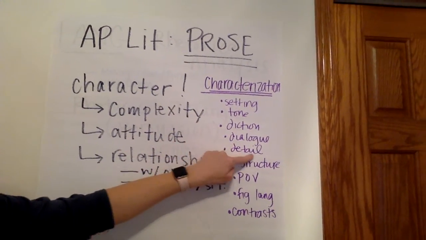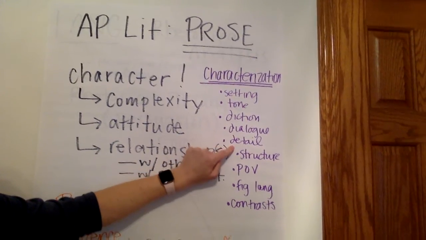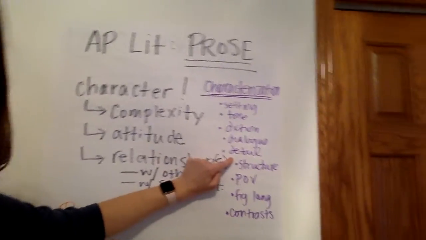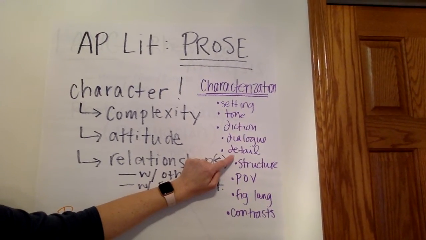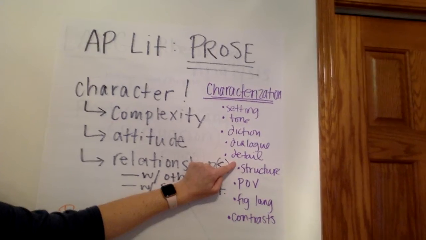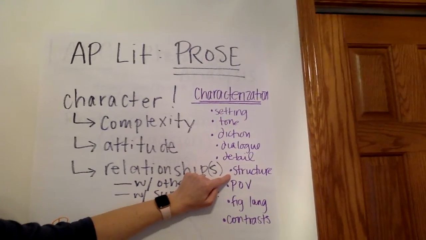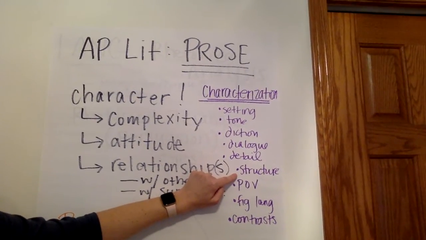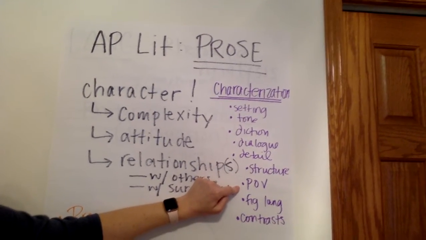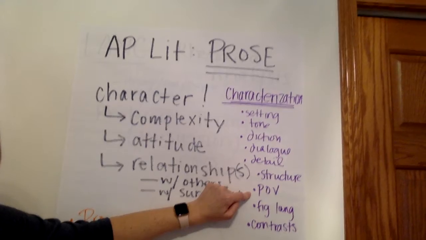You've also got selection of detail, and this is something we didn't talk a lot about this year, but the specific details that are included in a piece or not included in a piece can be really significant, right? Why did the author choose to include or exclude what he did? Consider the structure. That's like plot structure. So how is the piece set up and organized? You've got point of view. So that's who's narrating it and why does that matter?